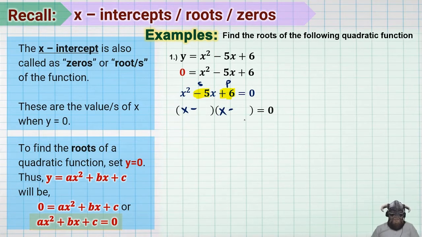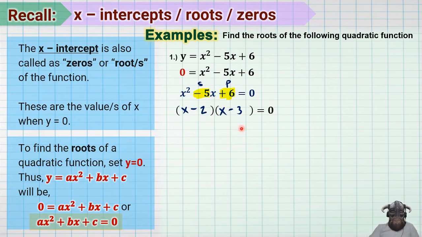Pwede kaya yung 1 times 6, negative 1 times negative 6 is positive 6. But negative 1 plus negative 6 is not negative 5. So I think we'll have to have the factors that is negative 2 and negative 3. If you multiply these two factors, the answer is positive 6. And if you add them, the answer is negative 5. Yan yung idea natin ng factoring. And we got the factors x minus 2 times x minus 3.